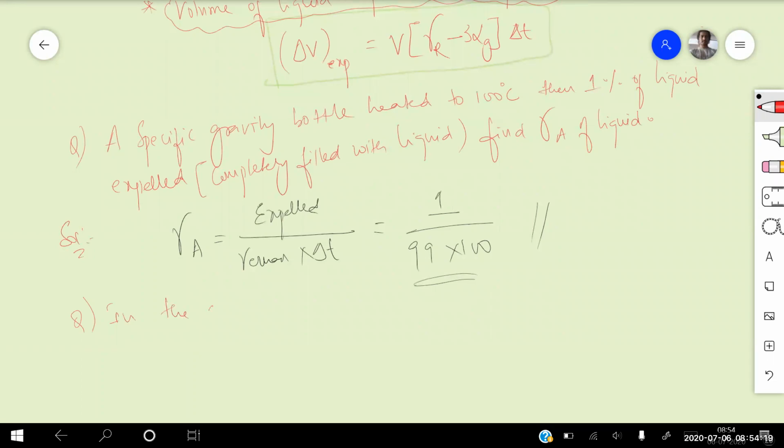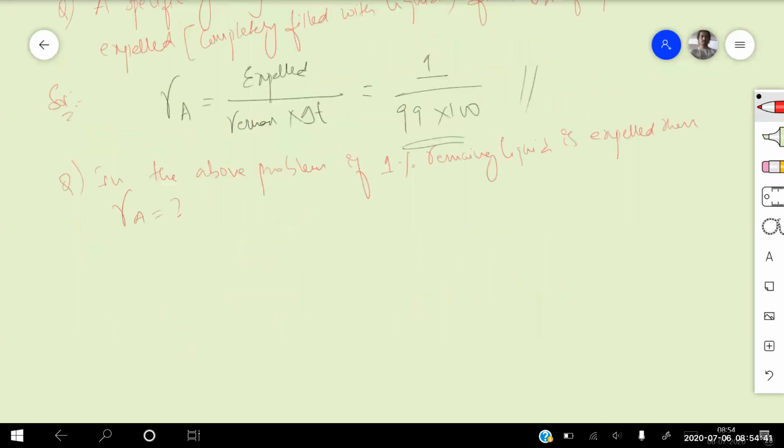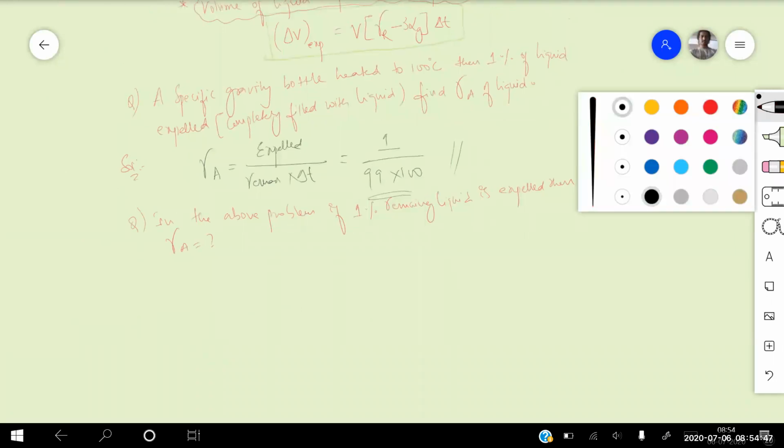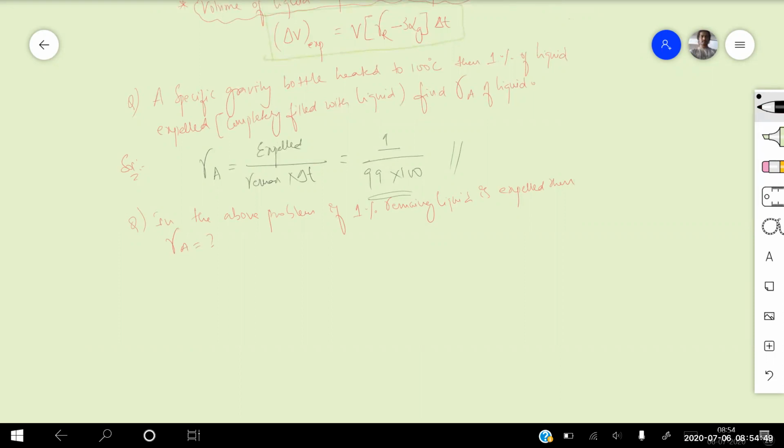In the above problem, if 1% of remaining liquid is expelled, then gamma A is equal to how much? Can anyone? In the above problem, if 1% of remaining liquid is expelled, then gamma A is equal to how much? 99 by 100? Yes, sir.